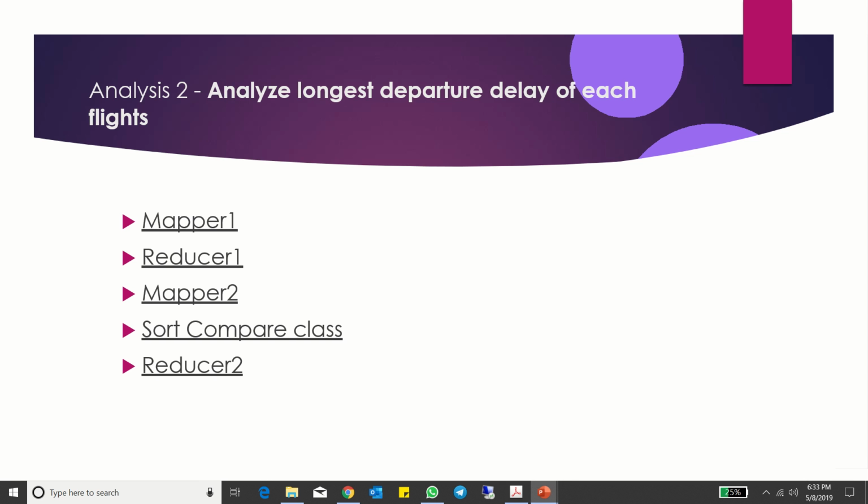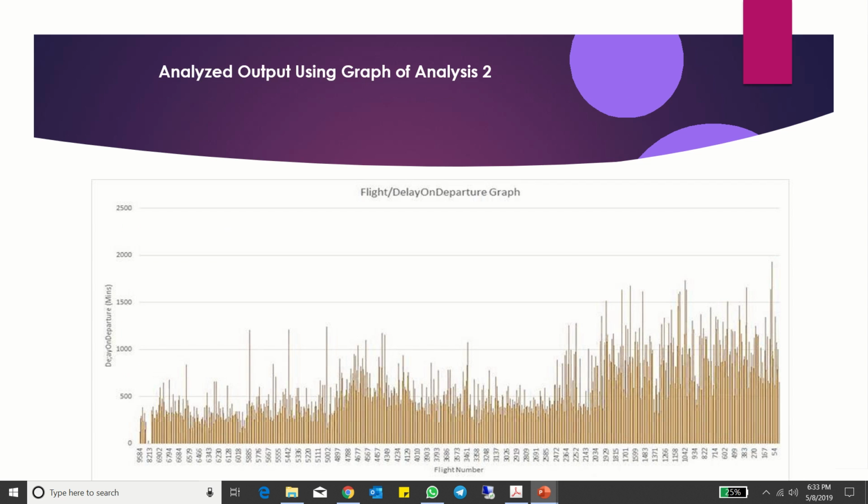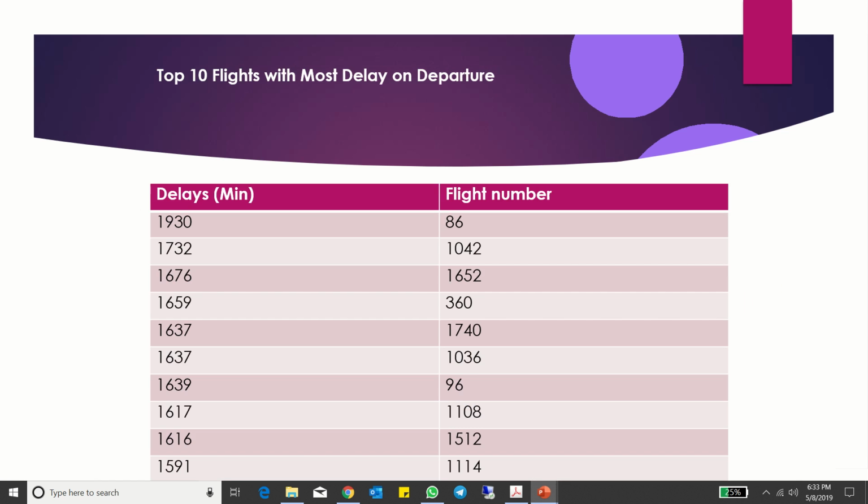Reducer 2 reduces and prints the first 10 key value pairs to the output file. So this is the graph for flight delay on departure. The x-axis shows the flight number and the y-axis shows the delay on departure in minutes, and here is the output from the graph.